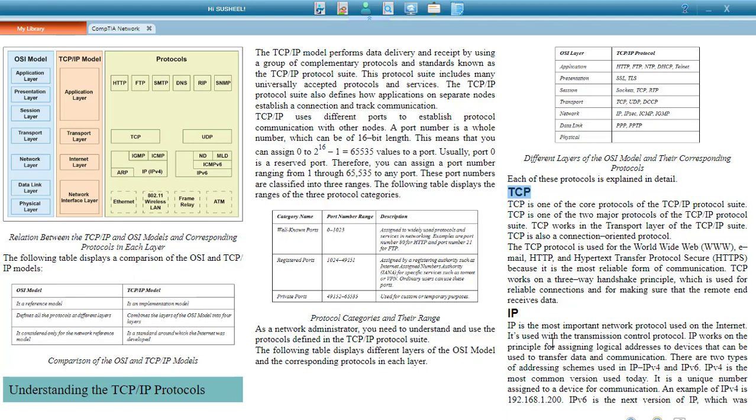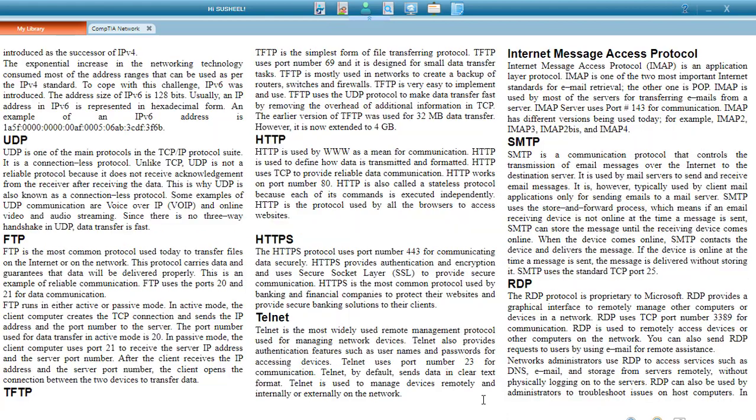There are two types of addressing schemes used in IP: IPv4 and IPv6. IPv4 is the most common version used today. It is a unique number assigned to a device for communication. An example of IPv4 is 192.168.1.200. IPv6 is the next version of IP, which was introduced as the successor of IPv4.